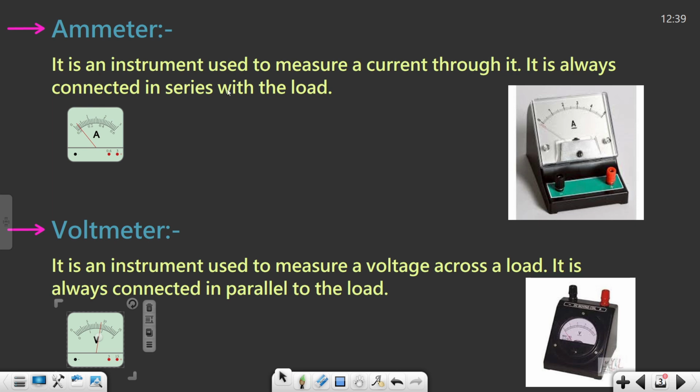So basically the ammeter is used to detect the current, and just remember it is connected in series with the load. We are going to see that as well, don't worry about that. And the voltmeter is an instrument used to detect the voltage across the load, and it is always connected in parallel to the load. I hope you got a basic idea of what exactly the ammeter is doing and what exactly the voltmeter is doing. Great. So now let's proceed further.